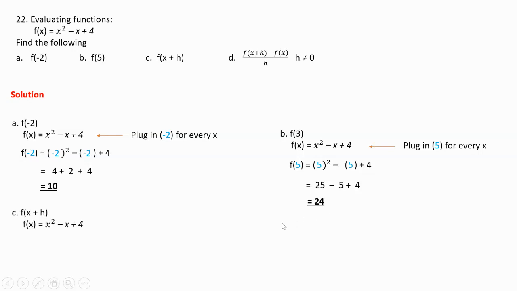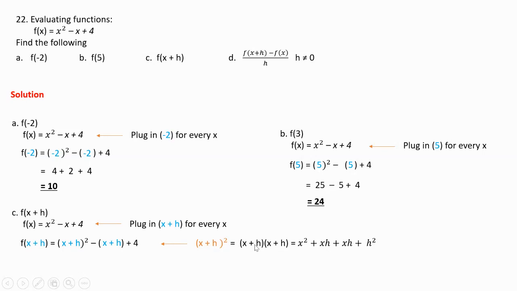Okay. Now, I evaluated f of x plus h, which means I'm going to plug in x plus h for every x. I'm going to plug it in there, so x plus h minus x plus h. So here on the right side, I'm going to evaluate x plus h squared, which here, guys, we're going to do the following. So x times x will give us x squared.